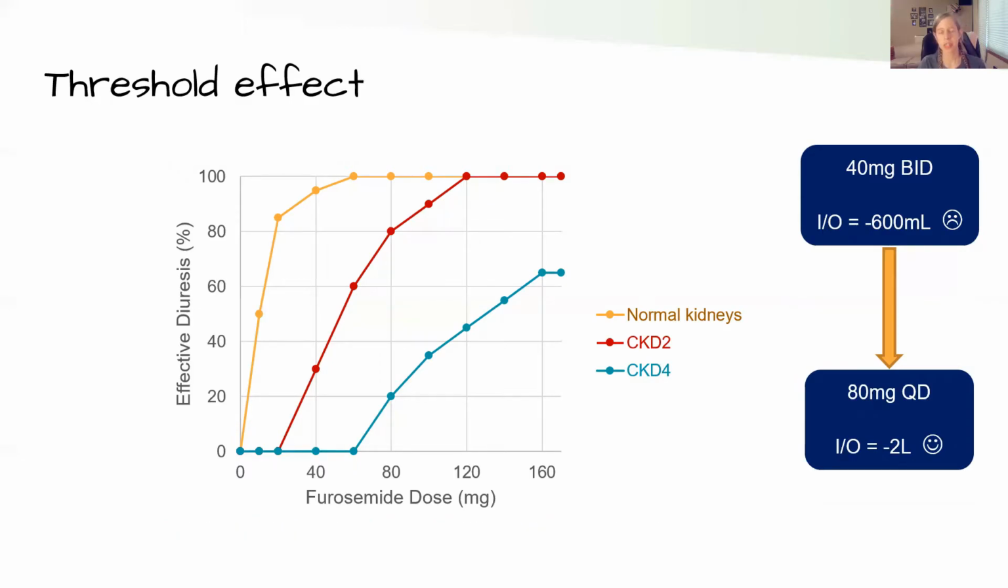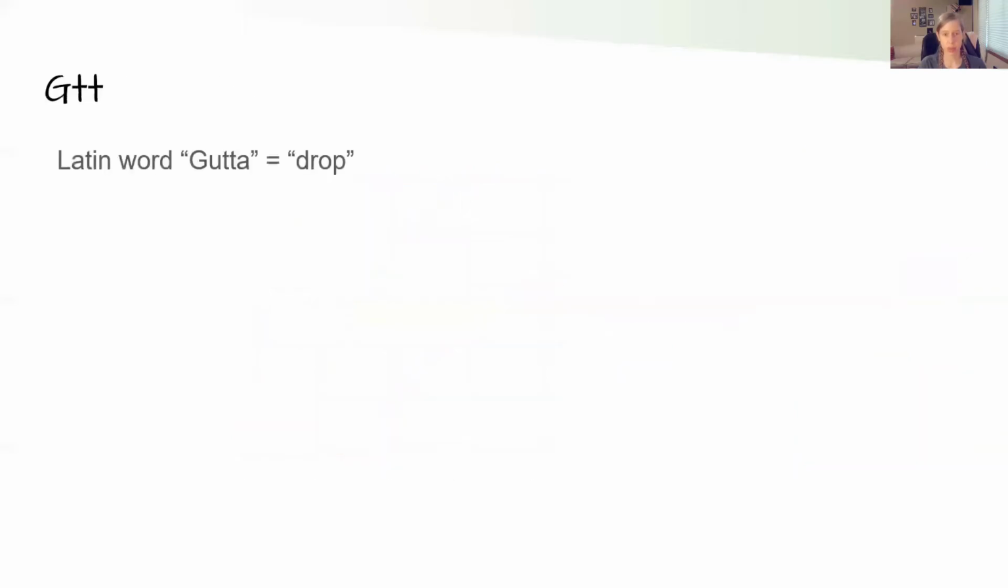Let's say you're in the situation where you're giving pretty high doses multiple times a day, let's say 80 milligrams IV 3 times a day. At that point, you might need to move on to a constant drip. This is typically abbreviated as GTT, and that comes from the Latin word gutta, which means drop. This is when a patient is at a constant rate of that IV diuretic rather than bolus dosing.